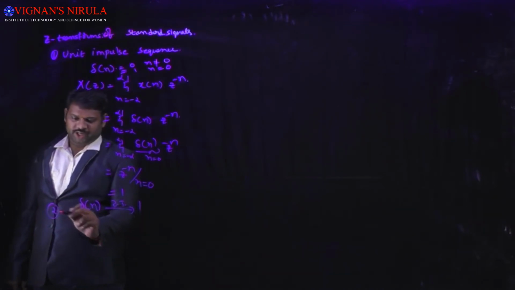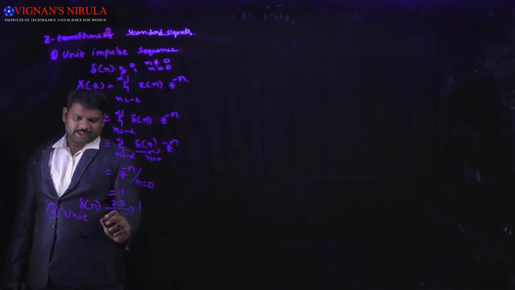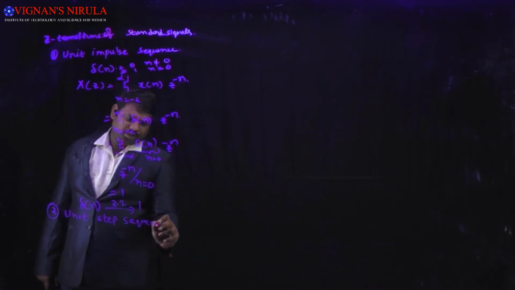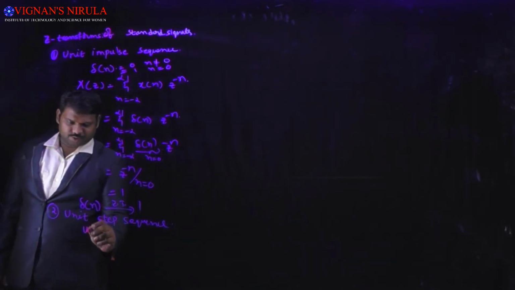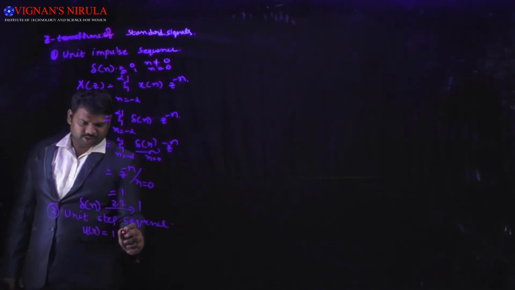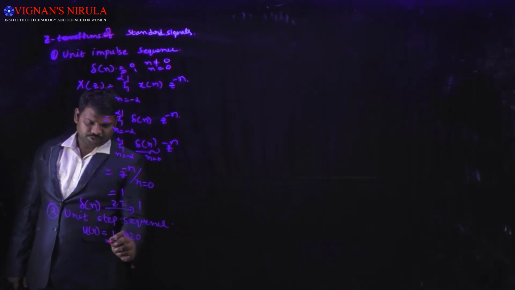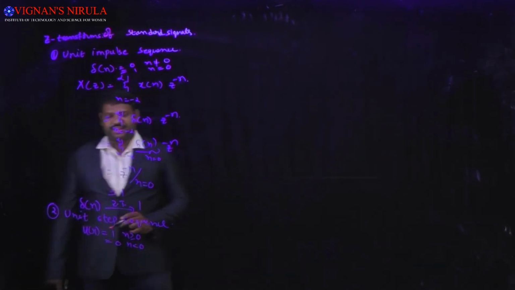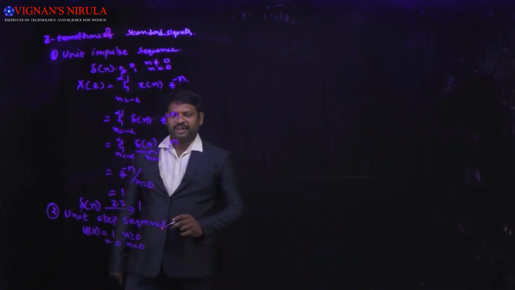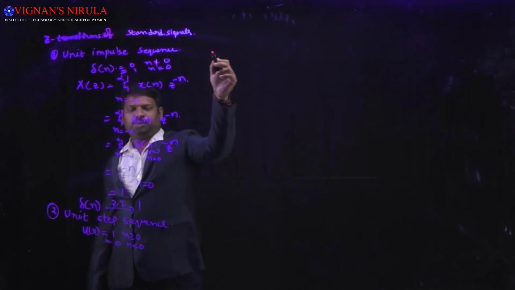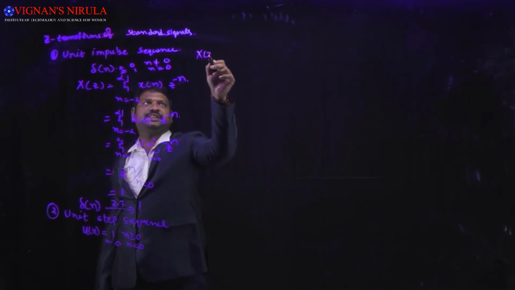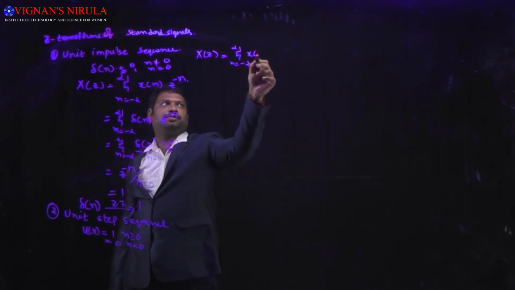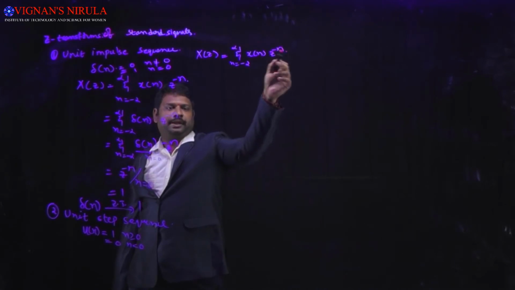Similarly, the second one is the unit step sequence. In the unit step sequence, u of n is equal to 1 for n greater than or equal to 0 and it is equal to 0 for n less than 0. Therefore, the z transform of this u of n is x of z equal to summation n varies from minus infinity to infinity x of n z power minus n.